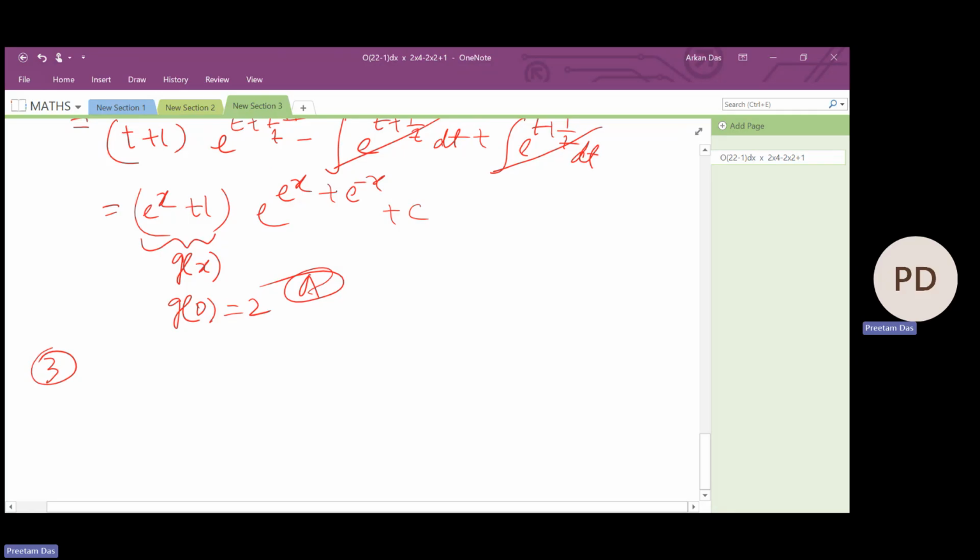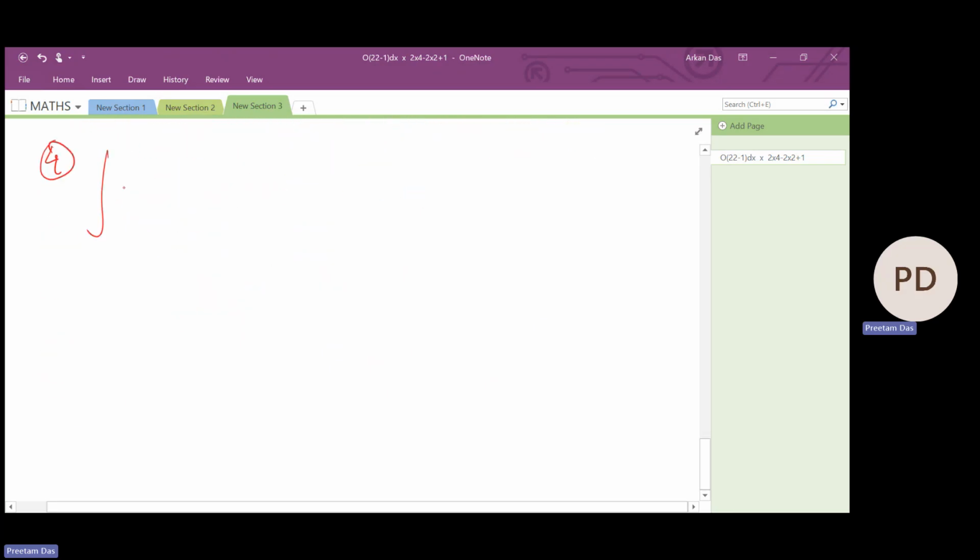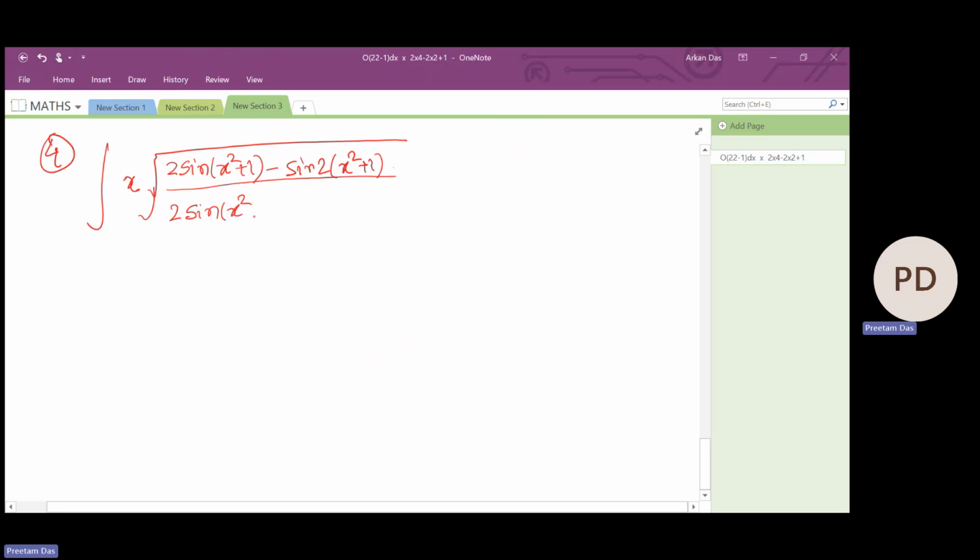Let us go to the fourth question. What are they asking in this case? This integral looks lengthy, but is actually very simple. So x and then the square root of 2 sine x square plus 1 minus sine twice x square plus 1, divided by 2 sine x square plus 1 plus sine twice x square plus 1 dx.